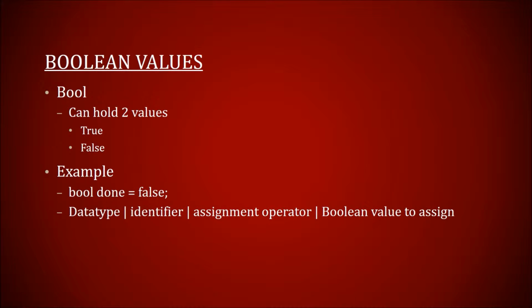Alrighty, so a bool is a data type that can hold two different values. It can either hold true or false. A good example of this would be this Boolean done equals false. What's going on here is the bool is the data type, the identifier or the variable name is done. We call the assignment operator to assign a value to it, and we pass that assignment operator false. And that assigns false to the variable done.